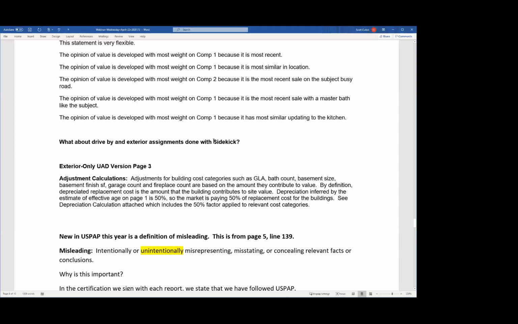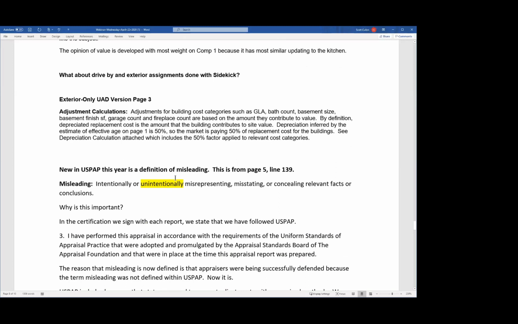Anyway, Sidekick does not have the cost approach. It relies on your estimate of effective age to get the depreciation. It does have the time adjustment feature. It actually has a better way of doing the survey adjustments because I've built those percentages right into a page of the application. So you type in the comp sale price once and it gives you all the adjustments for all the different things, okay? But if it's exterior only, here's what I say on page 3.